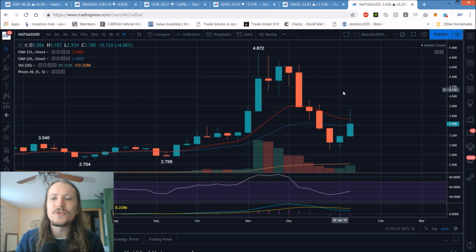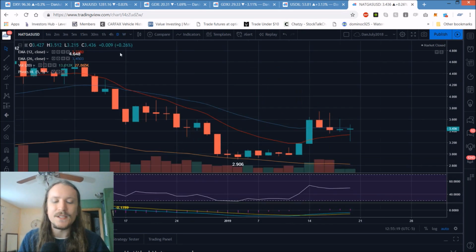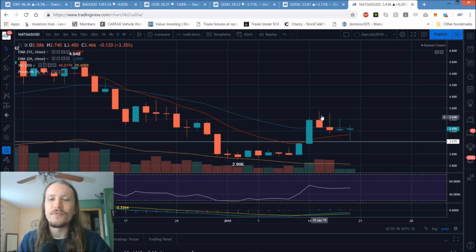Now wrapping it up with natural gas, the weekly time frame doesn't look like an impressive bounce at this point, but the bulls do still have a chance to see continuation. The daily higher low is looking to be established here at 321, and the bulls need to see follow through. They need to see continuation and see a break of 374.